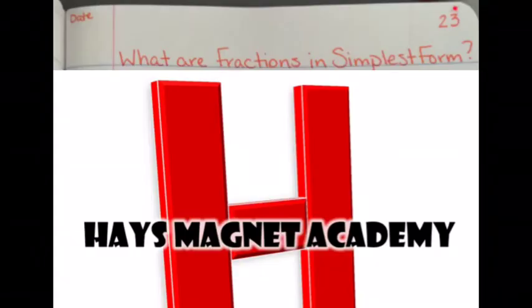So if you would turn to your math notebook to page 23, date in the corner, today is the 26th. Your title is: What are fractions in their simplest form?